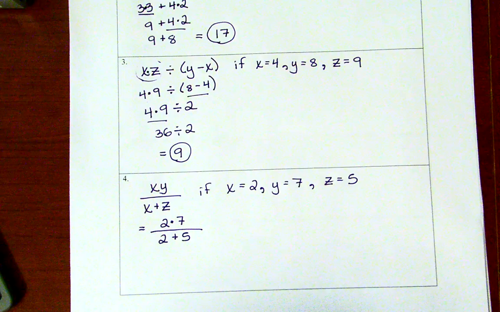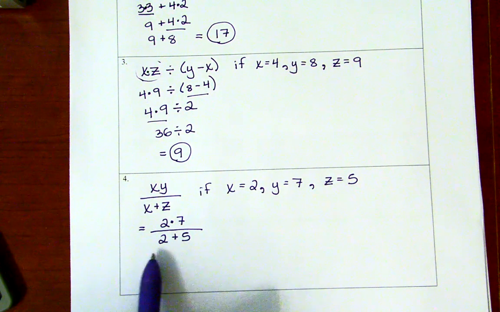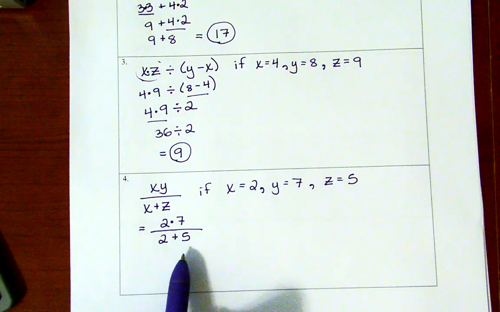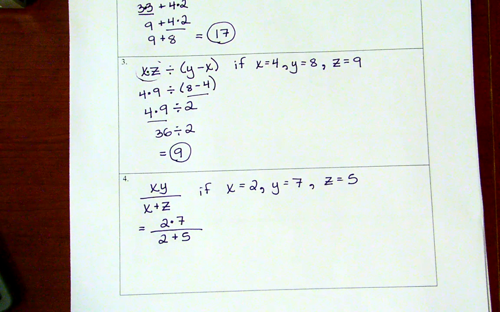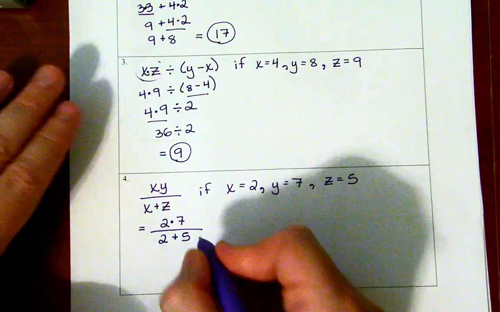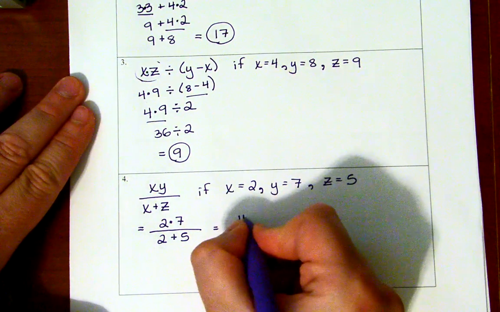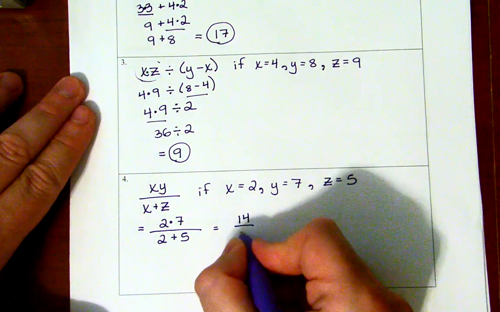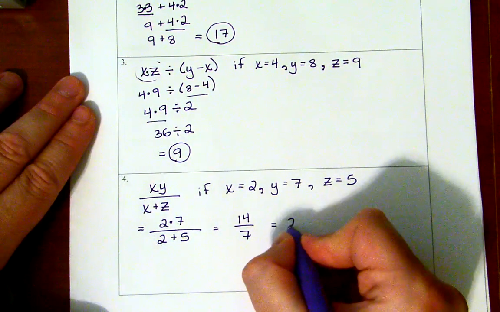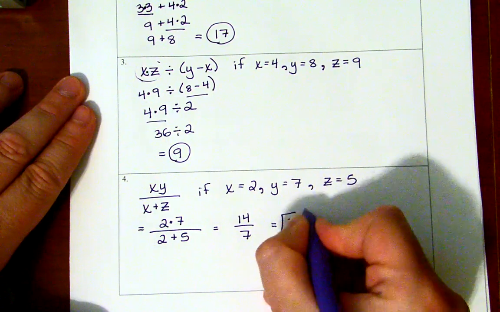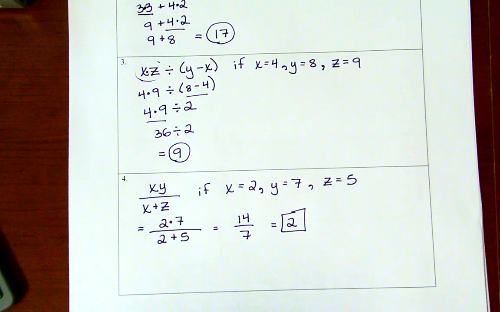Okay, so we saw this in the last video. Remember, when we have a fraction like this, we need to figure out the top, figure out the bottom, and then divide those answers. You know what? I think you can finish this. See if you can finish off this problem. 2 times 7, that's going to give us 14. 2 plus 5, that's going to give us 7. 14 divided by 7, final answer will be 2.